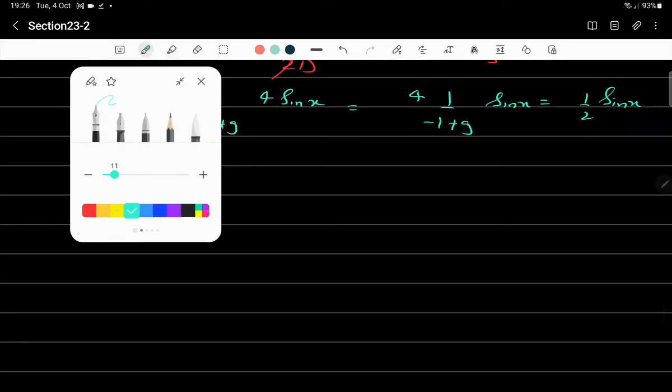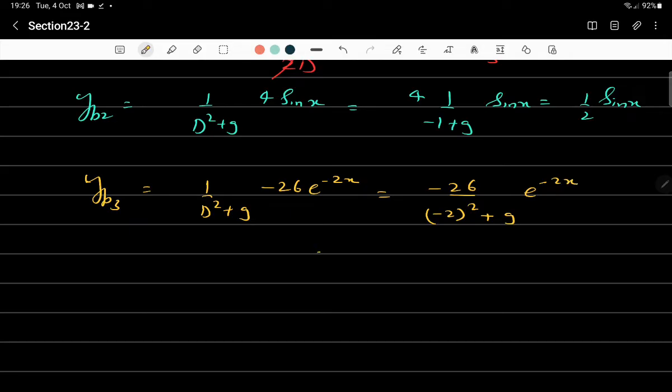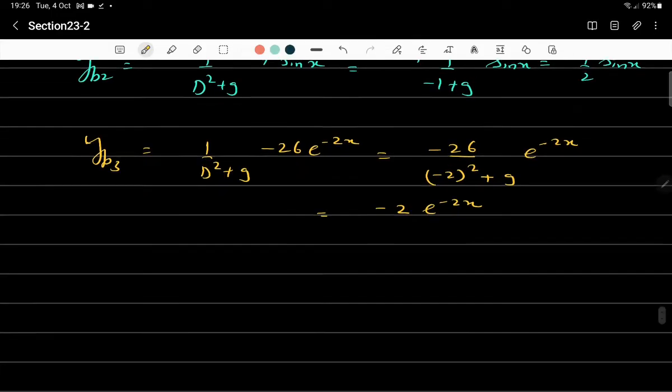Then yp3. So yp3 is 1 by D square plus 9 of minus 26 e raised to the power minus 2x. In the case of an exponential function, you simply replace D by a. So minus 26 by (minus 2 square plus 9) e raised to the power minus 2x, which becomes minus 2 e raised to the power minus 2x.